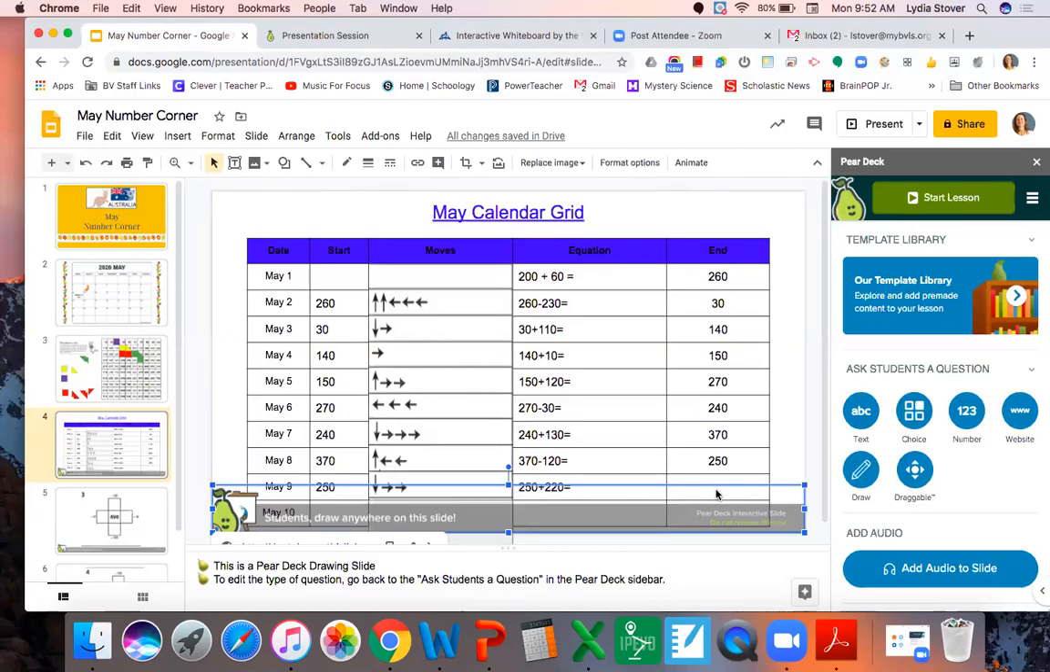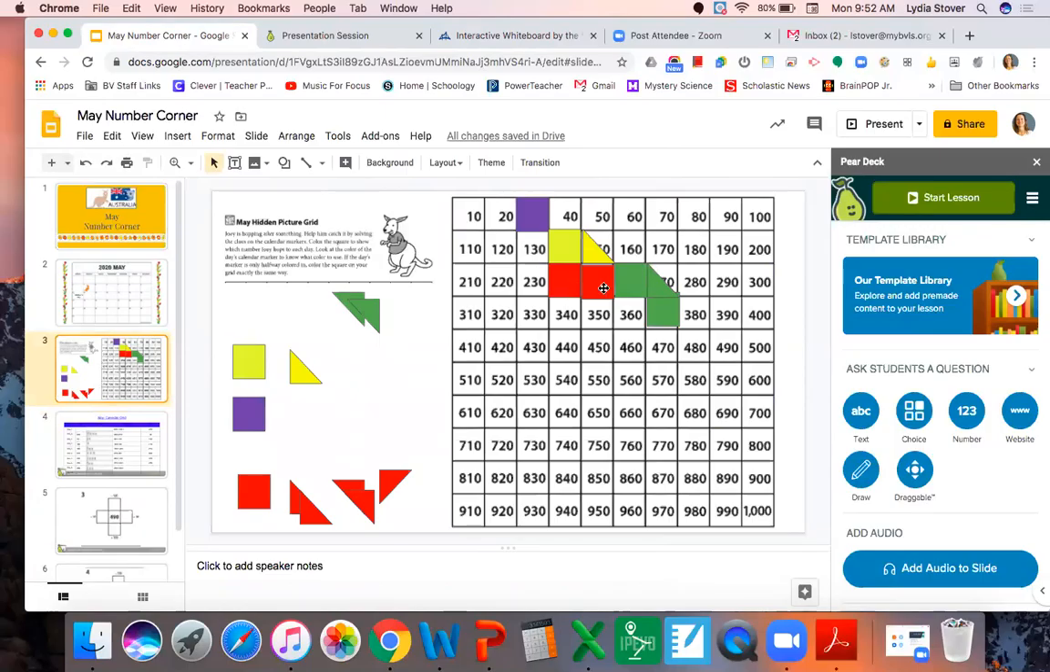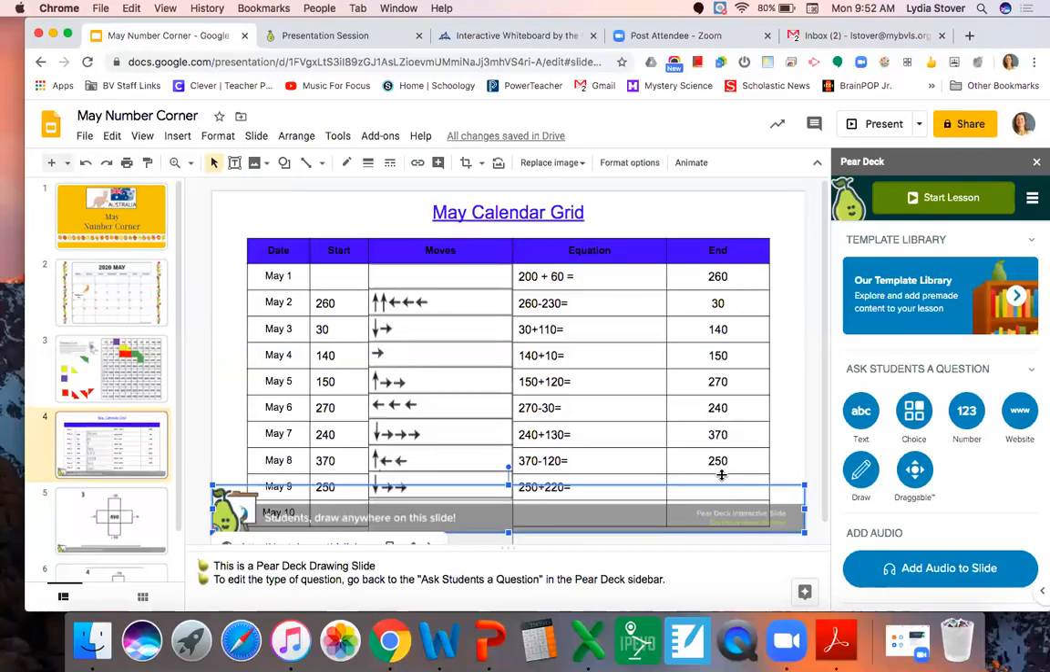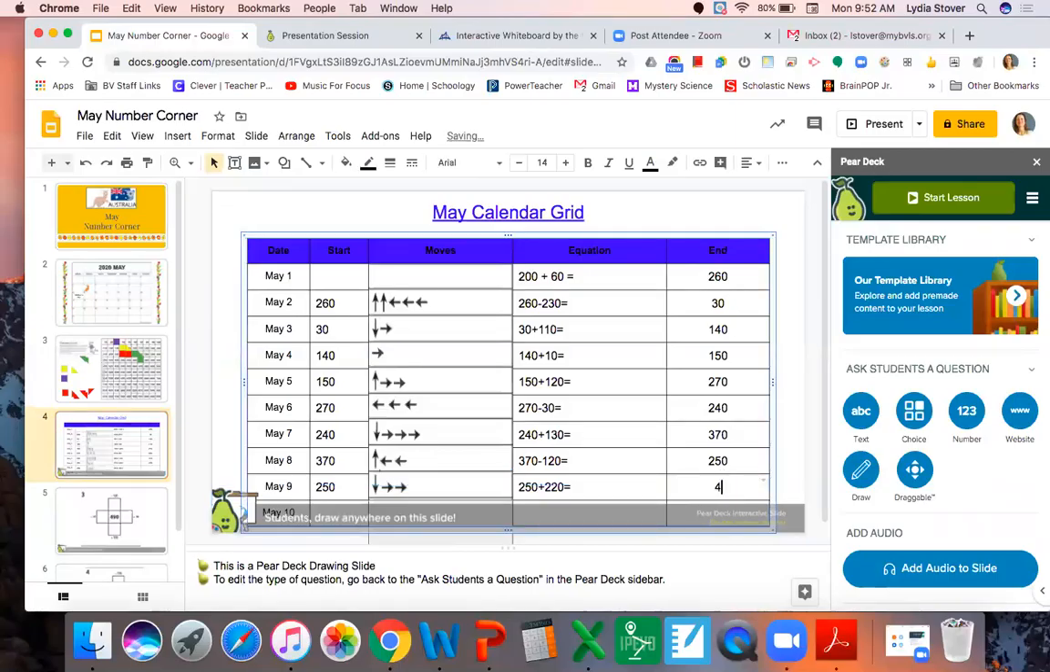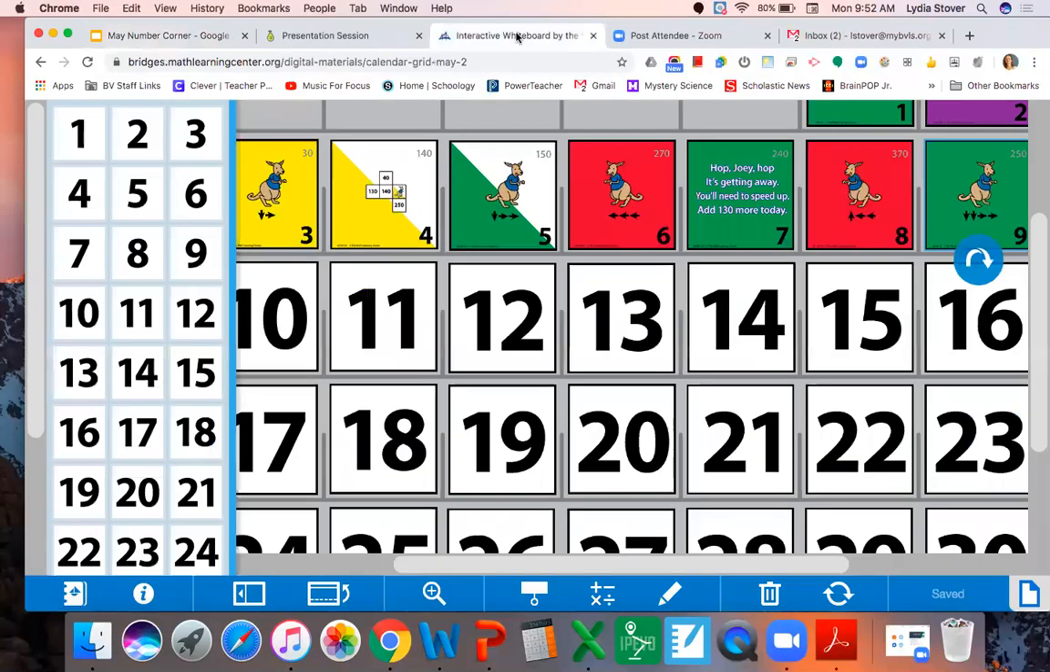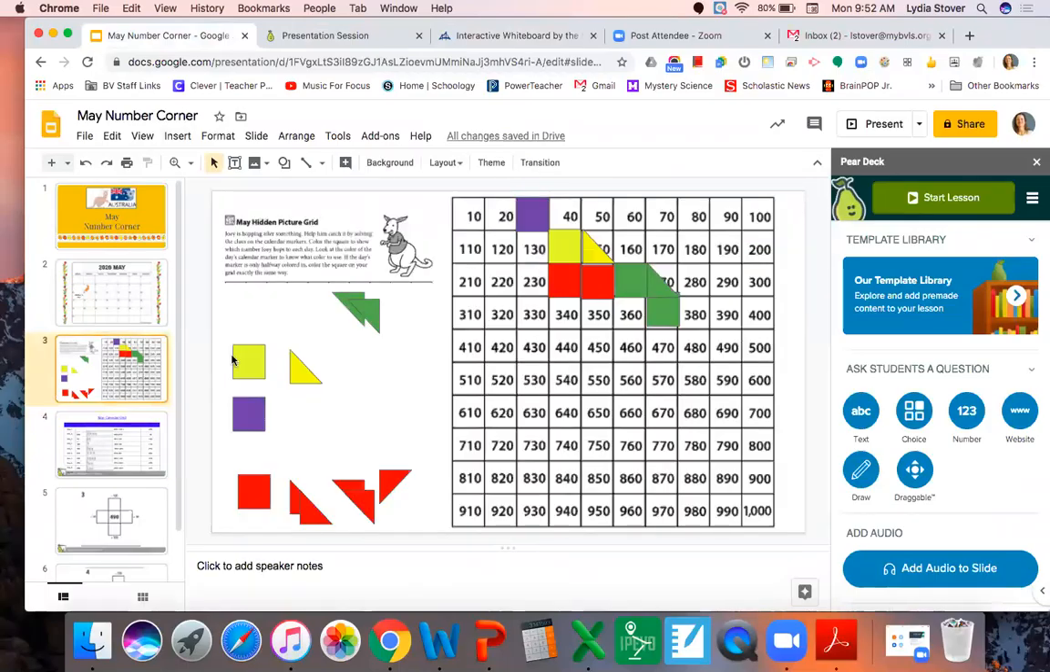Take your number grid, start at 250. It was right here, go down 2, up and over 2, and you should be at 470. I saw some of you wrote that down. 470. And if you remember the color, we're going to color that green. So go to your paper, take out a green, and color that green 470.